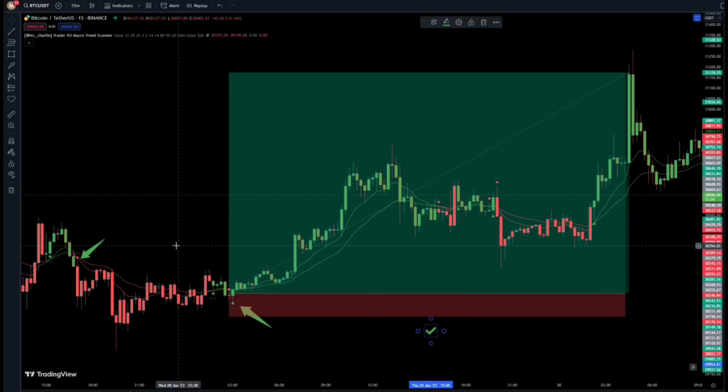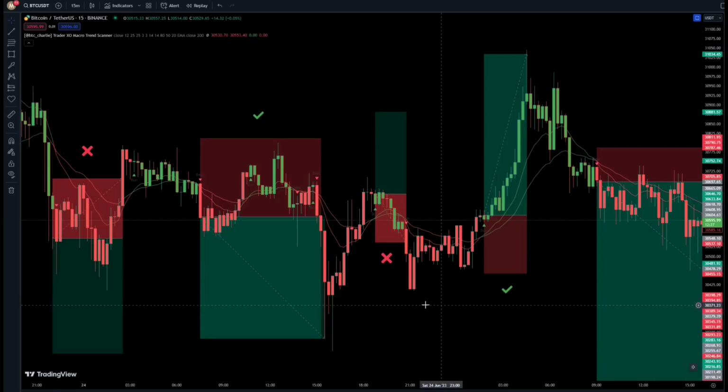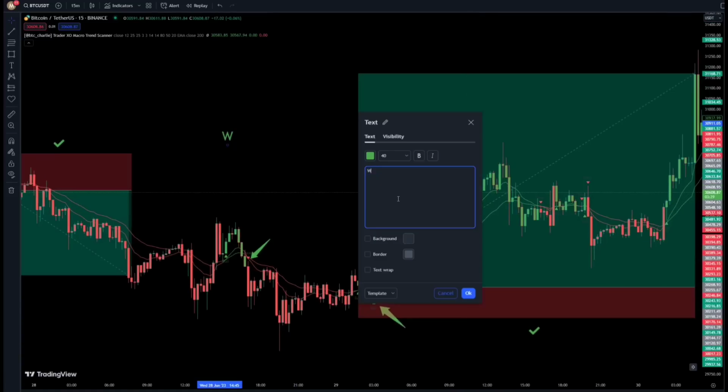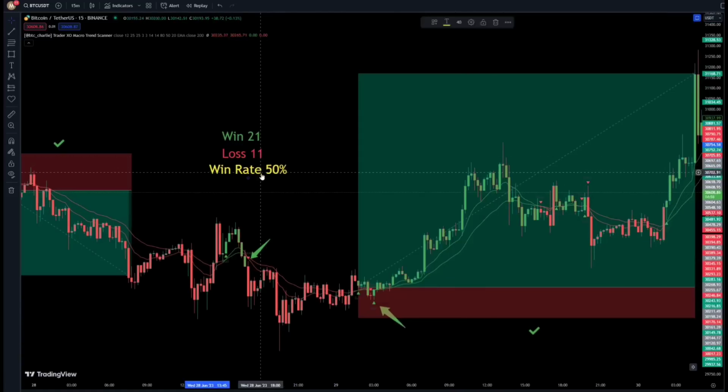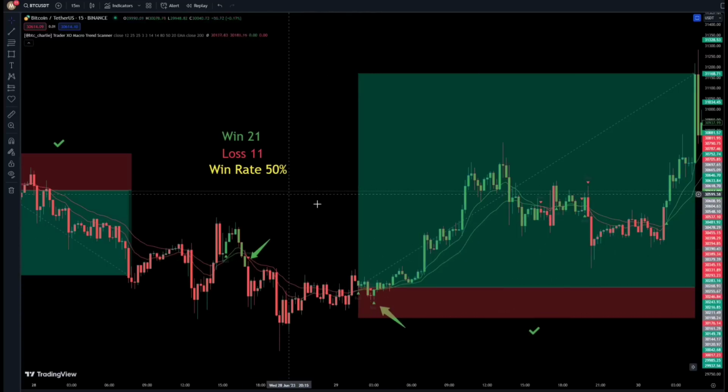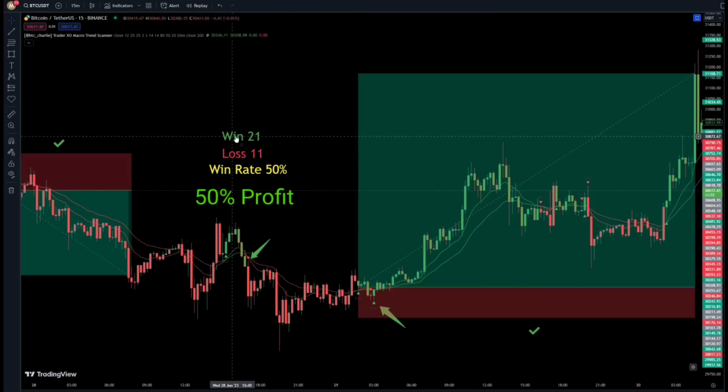Let's count how many trades were closed with profit and how many ended up with loss. We won 21 trades and 11 trades were lost, so the win rate ratio of the strategy is 50%. If we consider each position's risk-reward ratio to be 1.5, in all these trades we could have made 50% profit in total. Because we got more wins rather than losses, we could assume having the 50% profit.